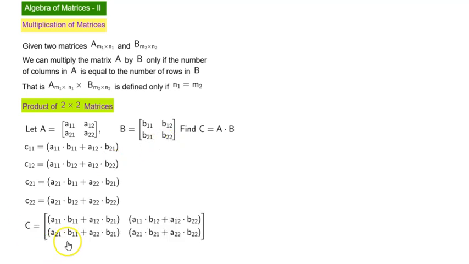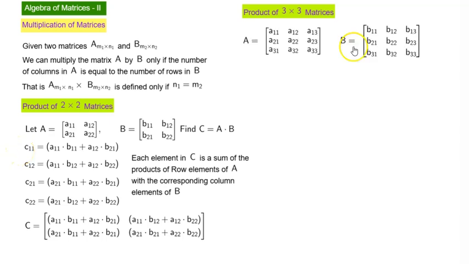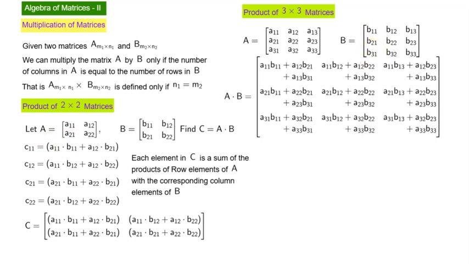So our matrix C will be this. Here each element in C is a sum of the products of row elements of A with the corresponding column elements of B. Now let's look at the product of 3 by 3 matrices. Again, we follow the same pattern of taking the sum of the products of row elements with the corresponding column elements. So this would work out to be like this.